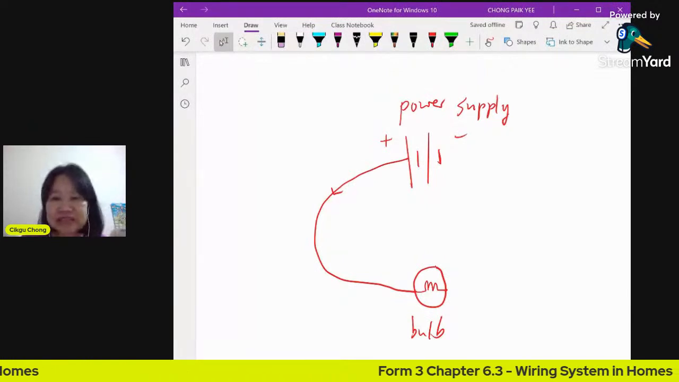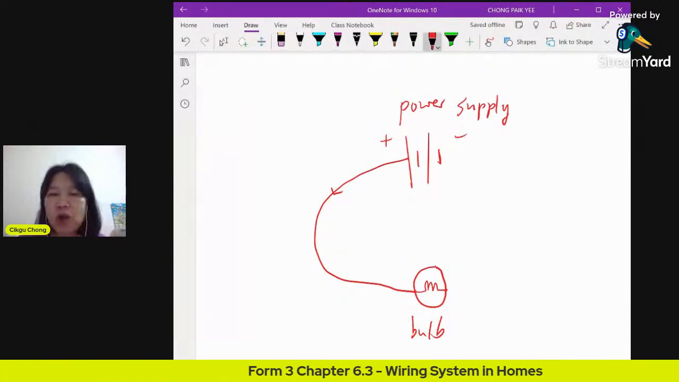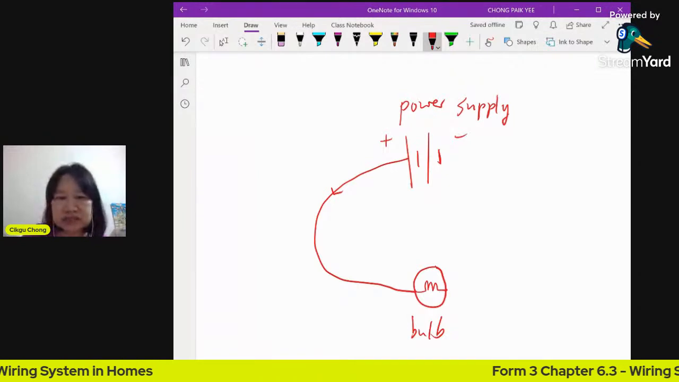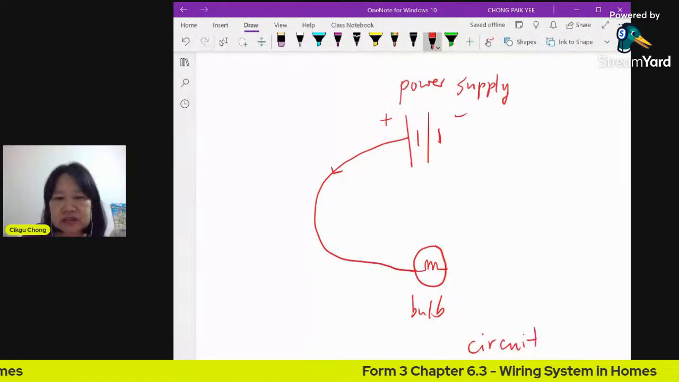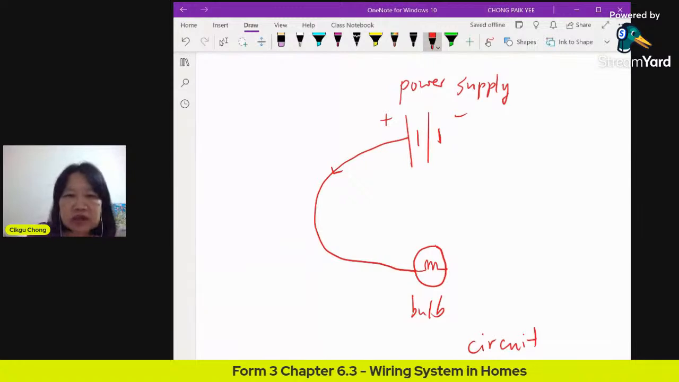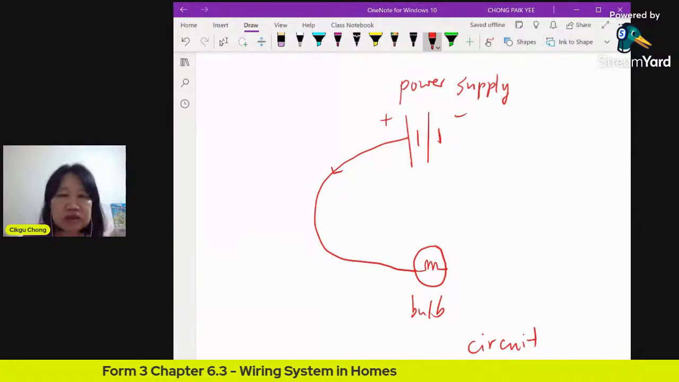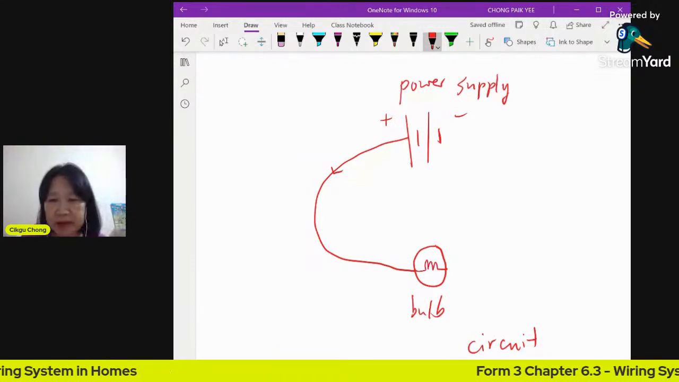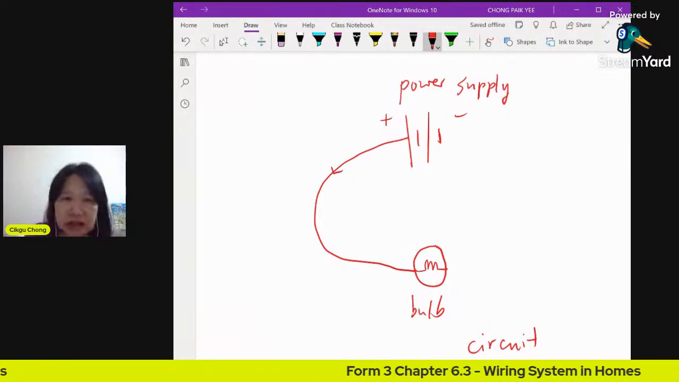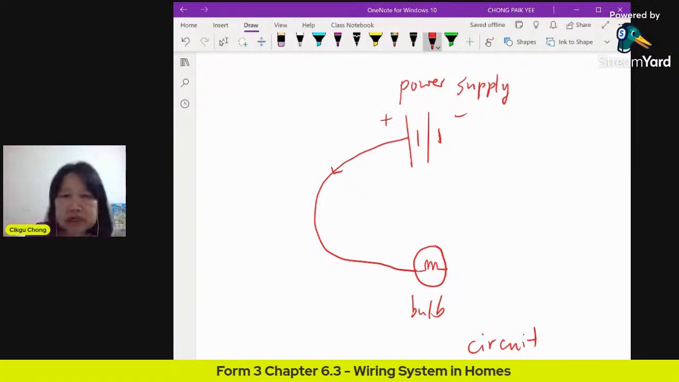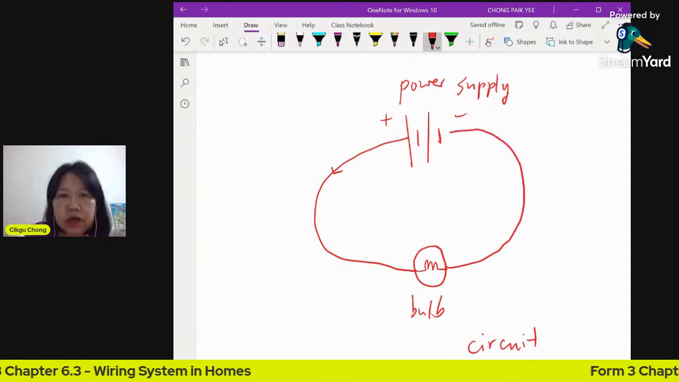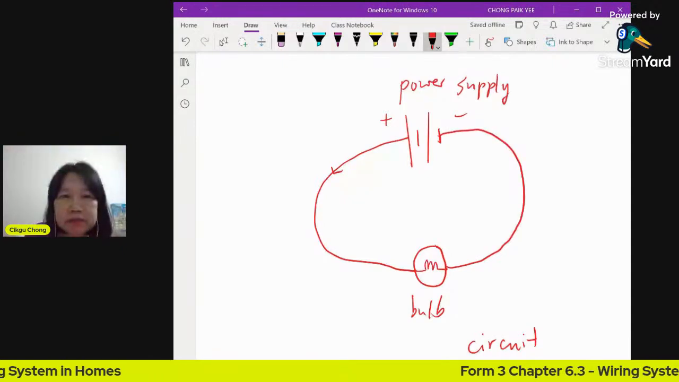Why does the bulb not light up if you just put one wire here? Okay, I give you a hint. What kind of circuit is this? If you only have the charges, or what we call the current, flowing from positive to this one, the electron doesn't flow. It doesn't flow because your circuit is incomplete. You have to complete the circuit. There has to be a complete circuit.